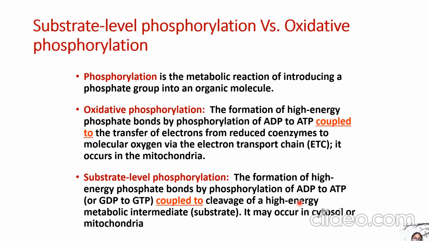And substrate level phosphorylation is the formation of high energy phosphate bonds by phosphorylation of ADP to ATP, or it can be GDP to GTP, coupled to cleavage of a high energy metabolic intermediate, which is the substrate. So that is the difference between oxidative phosphorylation and substrate level phosphorylation. Substrate level phosphorylation can also happen in the cytosol.